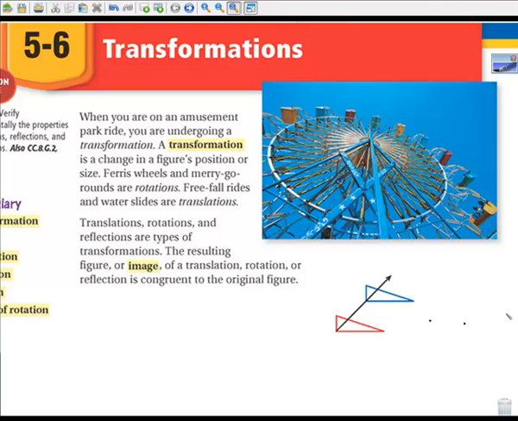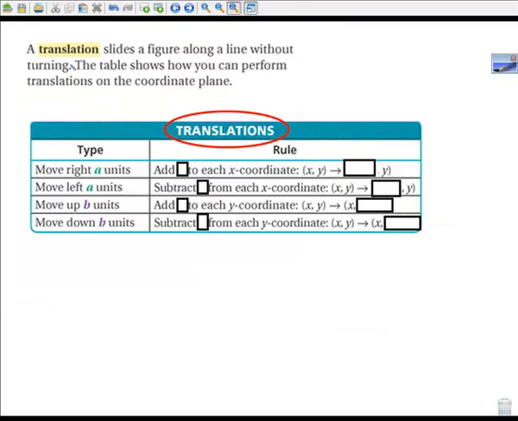The resulting figure is called the image, and the image of a translation, rotation, or reflection is congruent to the original figure. So when we're doing a translation, we also call it a slide. A rotation, we're turning it, and a reflection, we're flipping it over some line. But the image is the same shape and same size as the original. So let's go ahead and look at a couple of these.